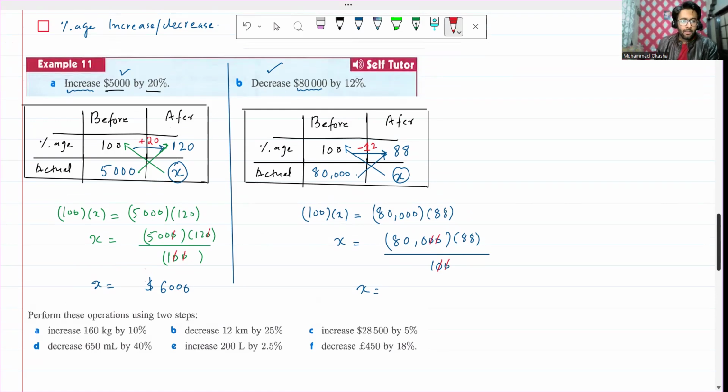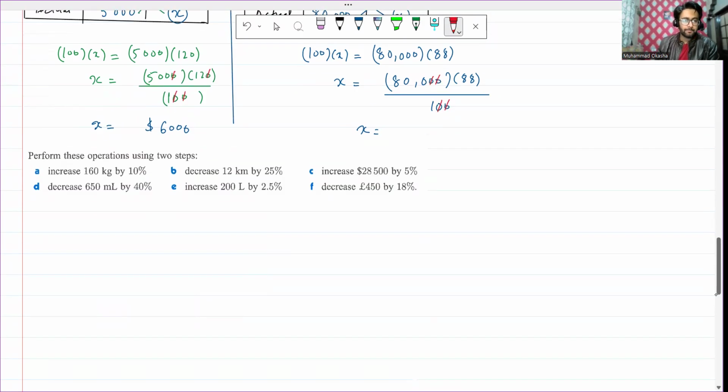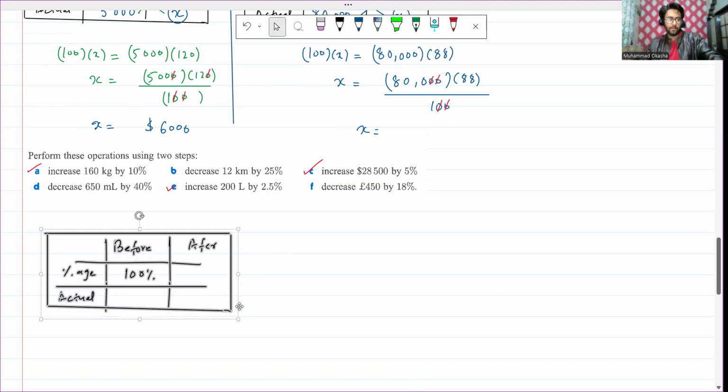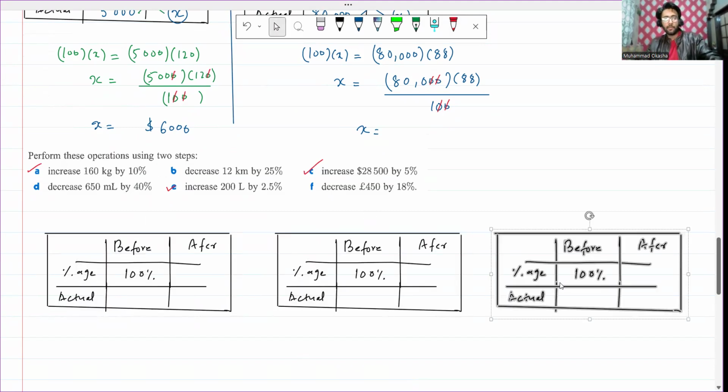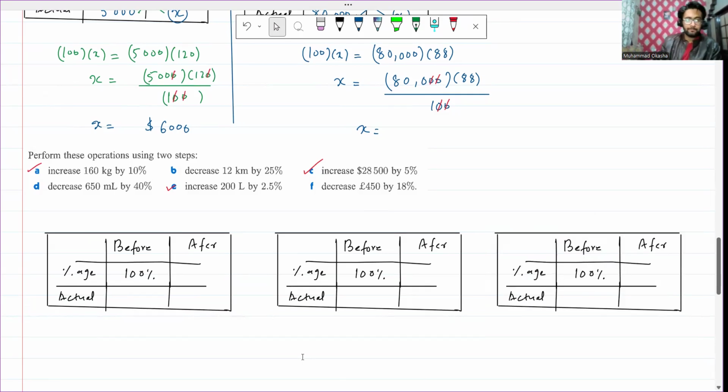Okay. Right. Let's do this. Perform these operations by using, I think you'll use the same boxes. Okay, I'll make the boxes for you for A, B, C, and E. But I'll let you do the rest. I would highly recommend to pause the video and do it by yourself.